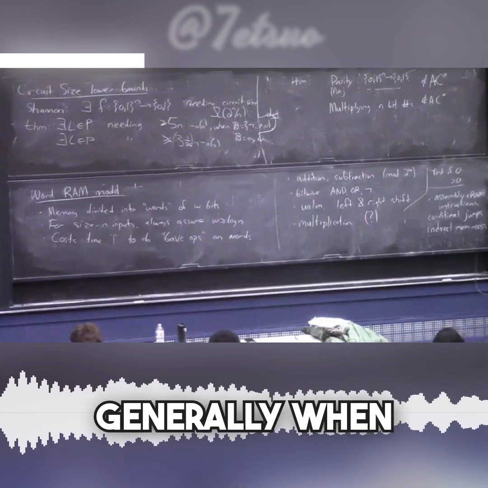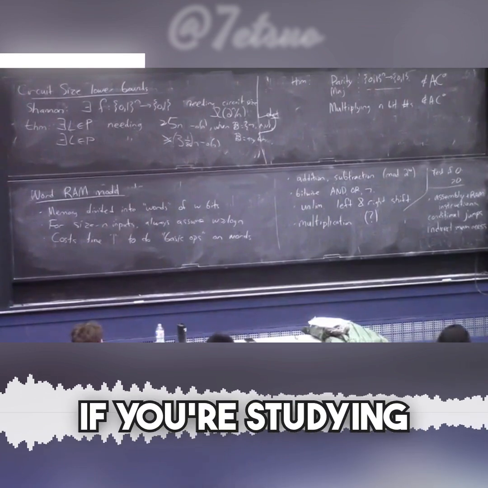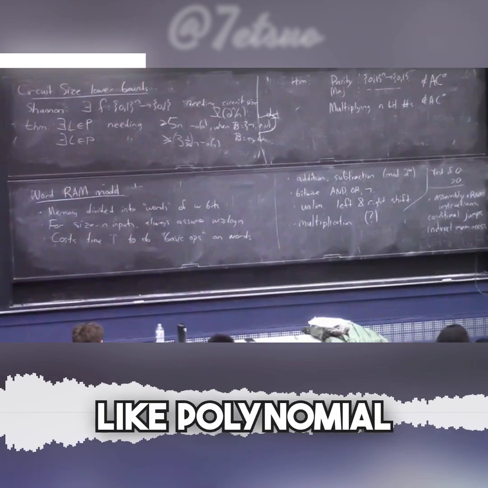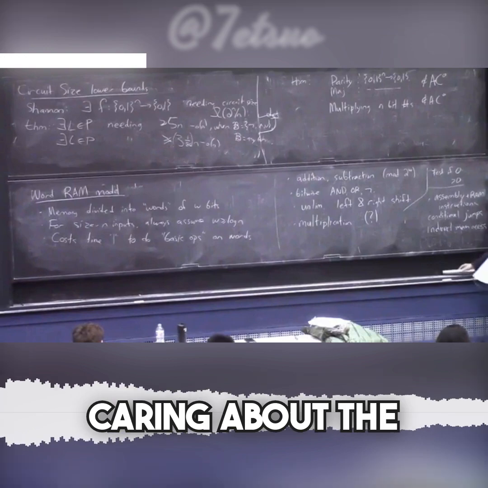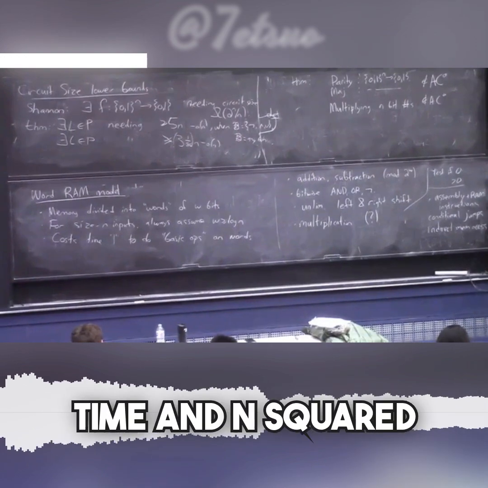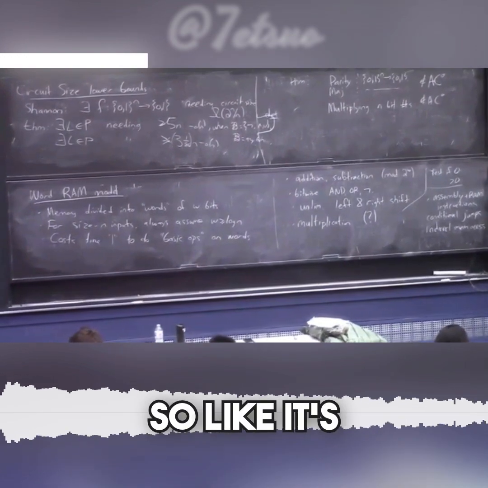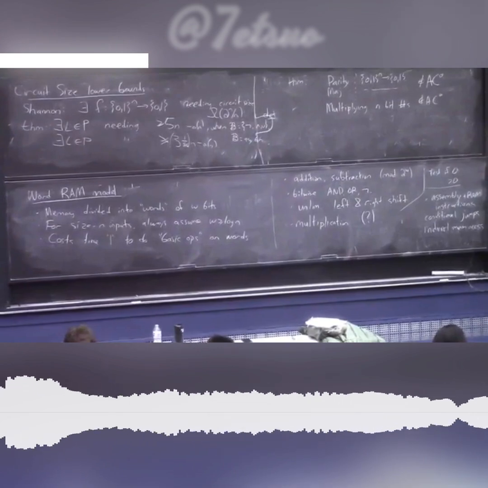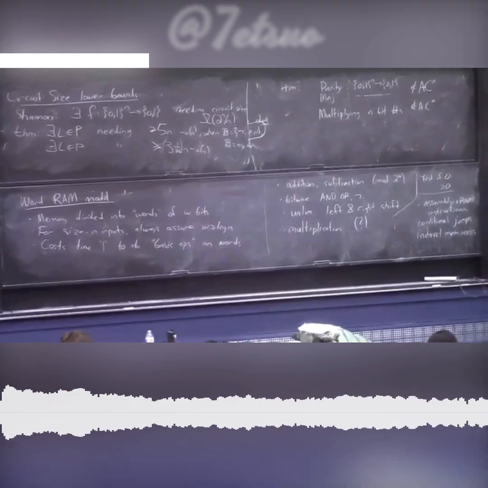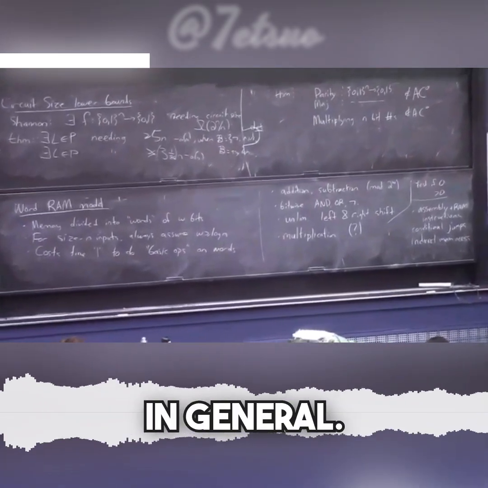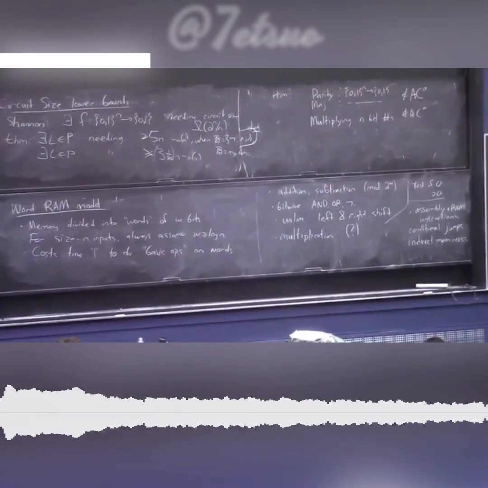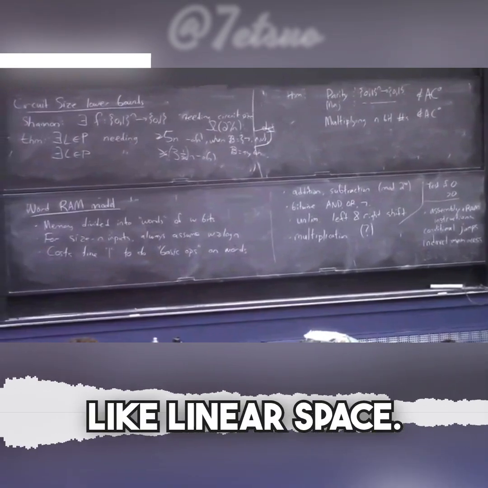Actually, generally, if you're studying algorithms, you probably are caring about polynomial time algorithms. In fact, you're probably caring about the difference between n squared log n time and n squared time. So it's considered not cool to use more than polynomial space. In general, you should probably try to stick to linear space.